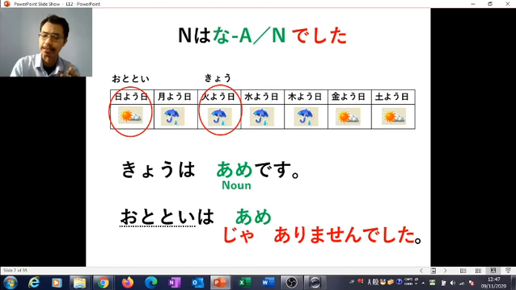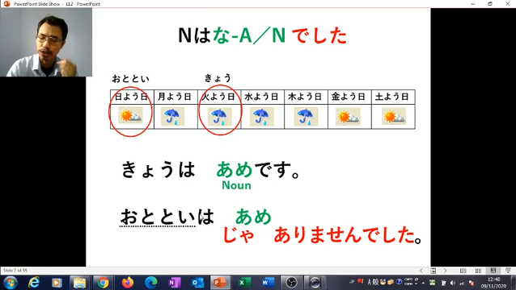Okay, so in order to change this into past tense negative form, first you change into negative form first. This into ja arimasen, and then after that putting the deshita after the word. Okay, so this is the first thing. And second thing, if you notice, okay, the particle here is not changing into mo.